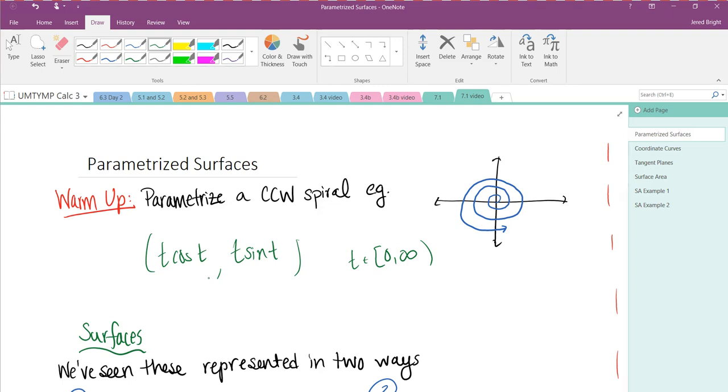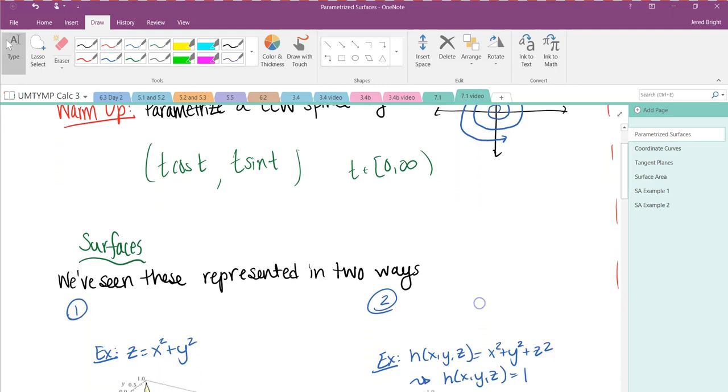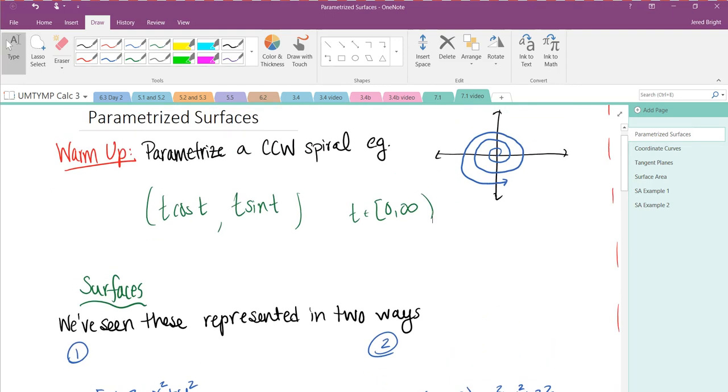to get that spiral effect, and then some multiplier of t to make sure that it expands as you go out. Okay, so we've talked about parameterization, and we're going to talk about parameterized surfaces. Now we need to look at surfaces. So we've seen these represented in two ways. One of which is just looking at the graph of z equal to, and then writing z as a function of x and y.